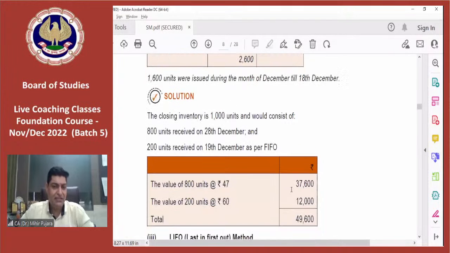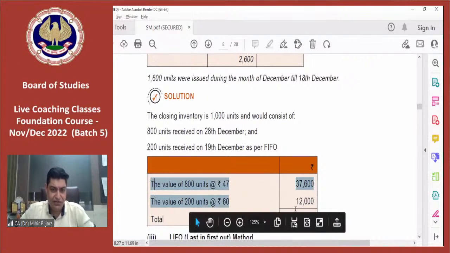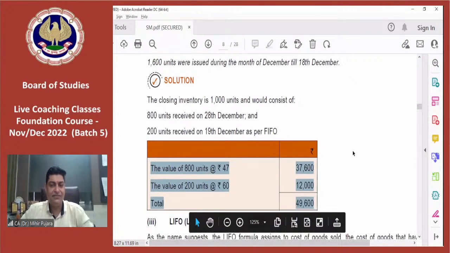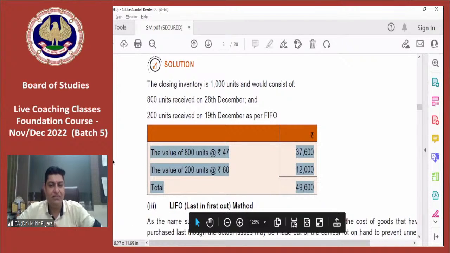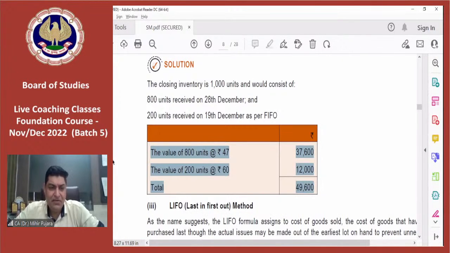The same has been explained over here, guys. So my closing stock will be this. This is as per the simple FIFO method.